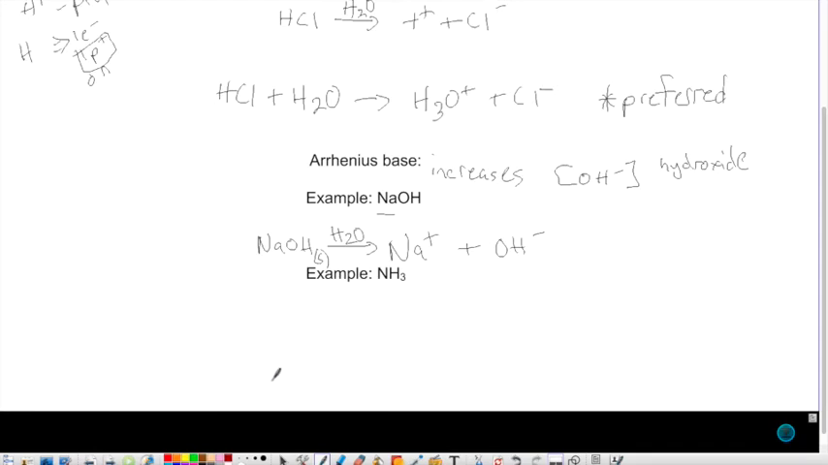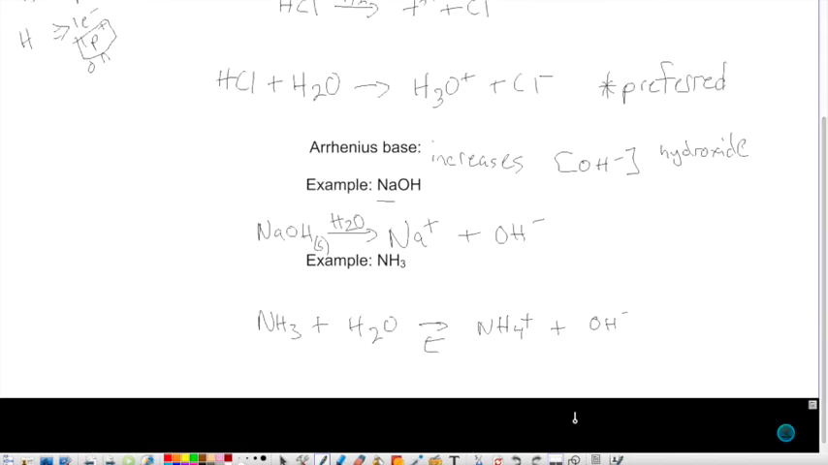Now, ammonia also works. NH3 plus H2O. These ammonia bases are great because you can write them with the water in this preferred method, and we're going to talk more about this preferred method later. It forms NH4+ and OH-, and there again is my OH-, so this also fits the definition of an Arrhenius base.